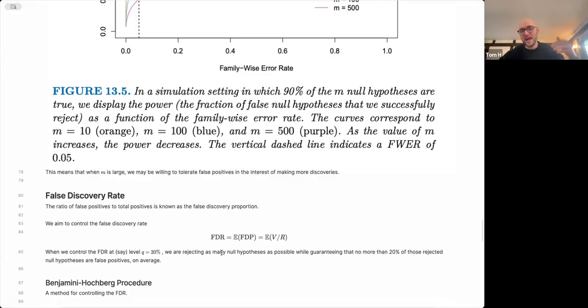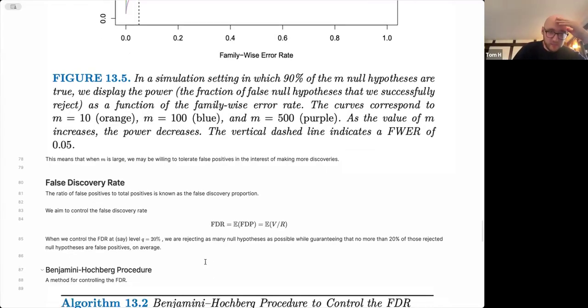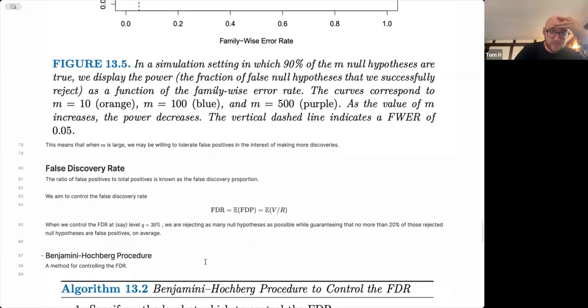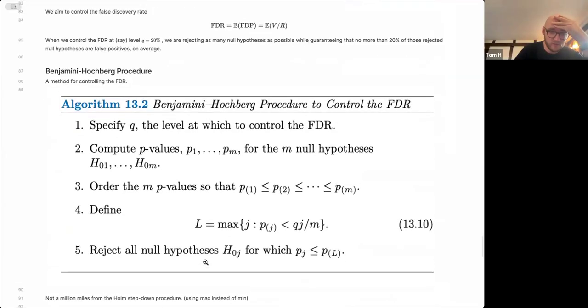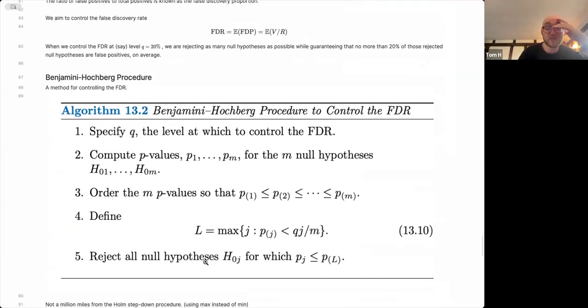And the more energy you're willing to spend to investigate further those ones that you reject basically governs the false discovery rate you're willing to put up with. And the book gives a procedure for controlling the false discovery rate, the Benjamini-Hochberg procedure, which looks a little bit like the Holm step-down method, I thought. The Holm step-down procedure with a max instead of a min, and obviously this value is very different to what it was in the step-down procedure.